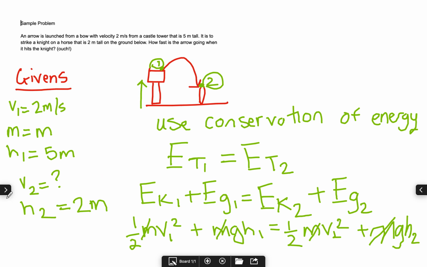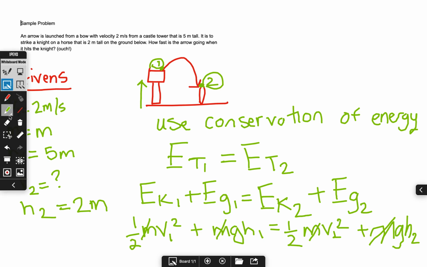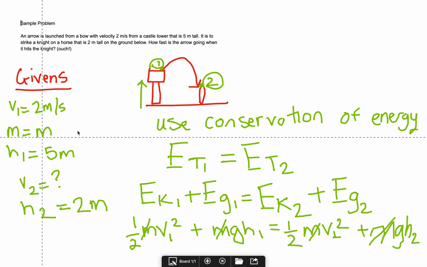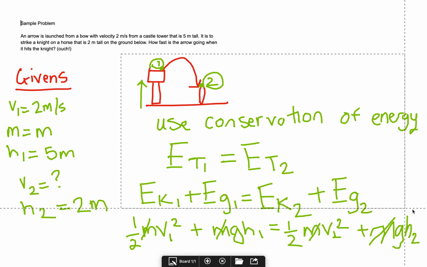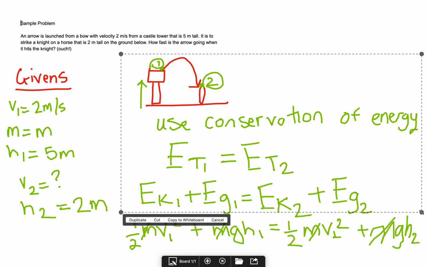So now we're going to replace the values that we know. So let's get rid of some of this.